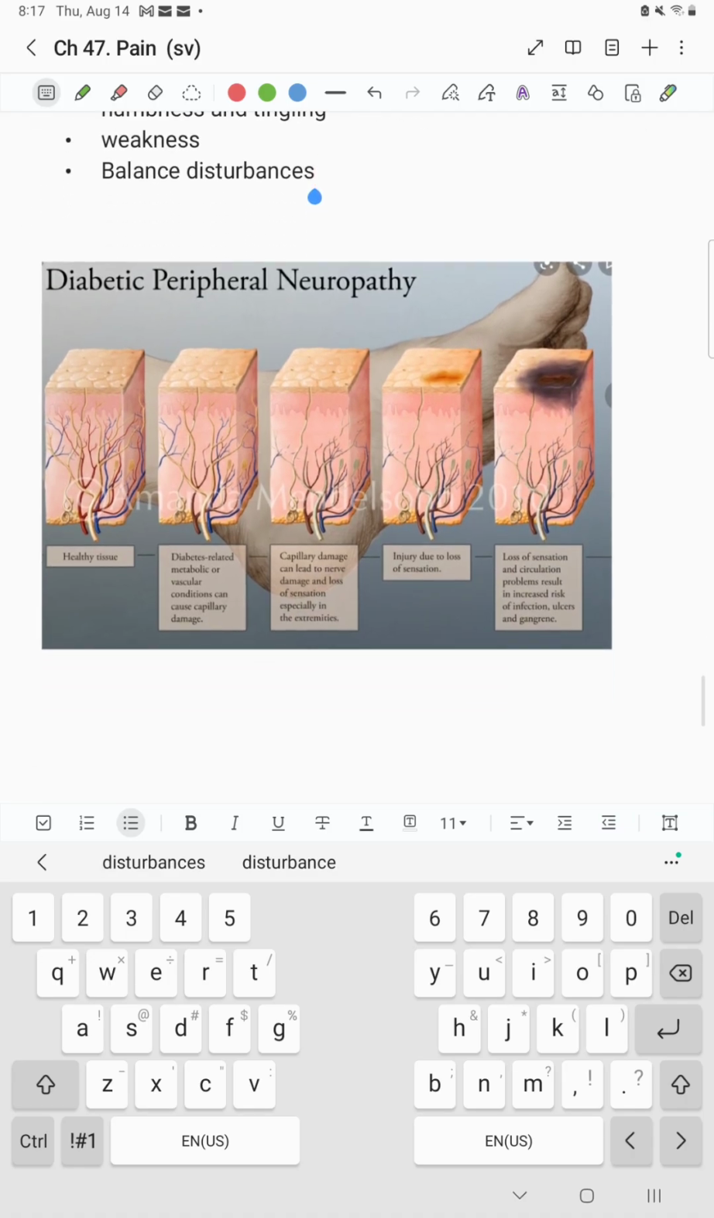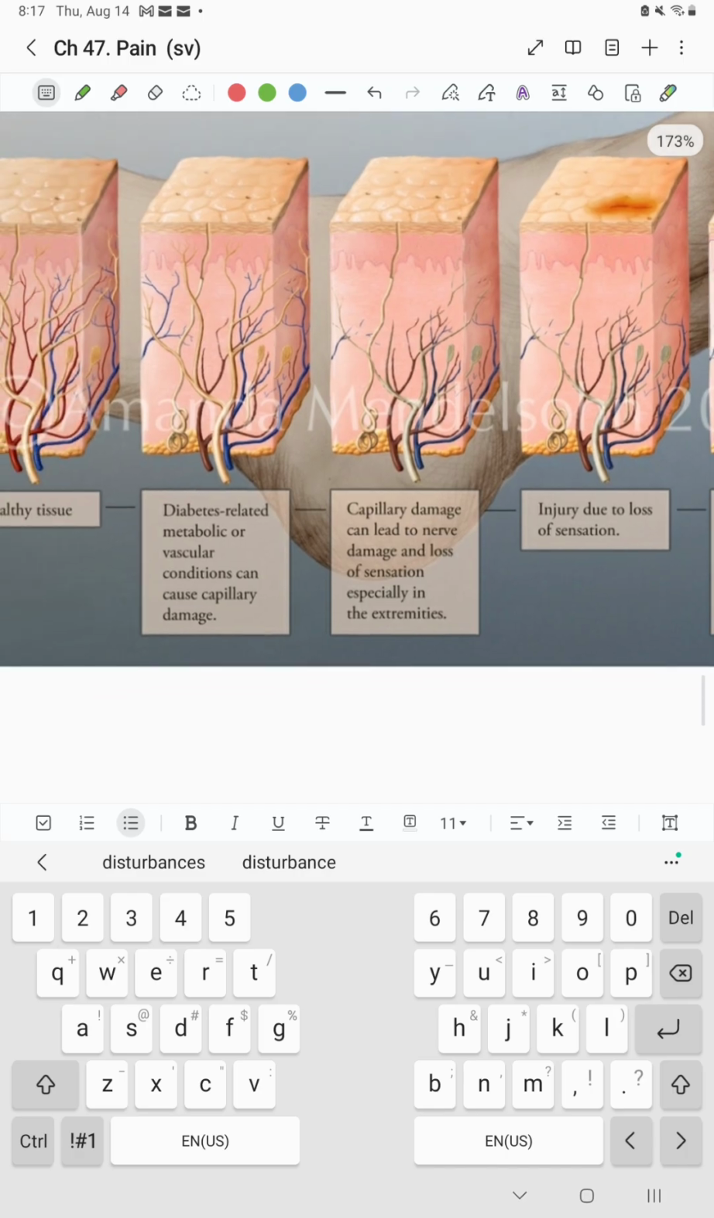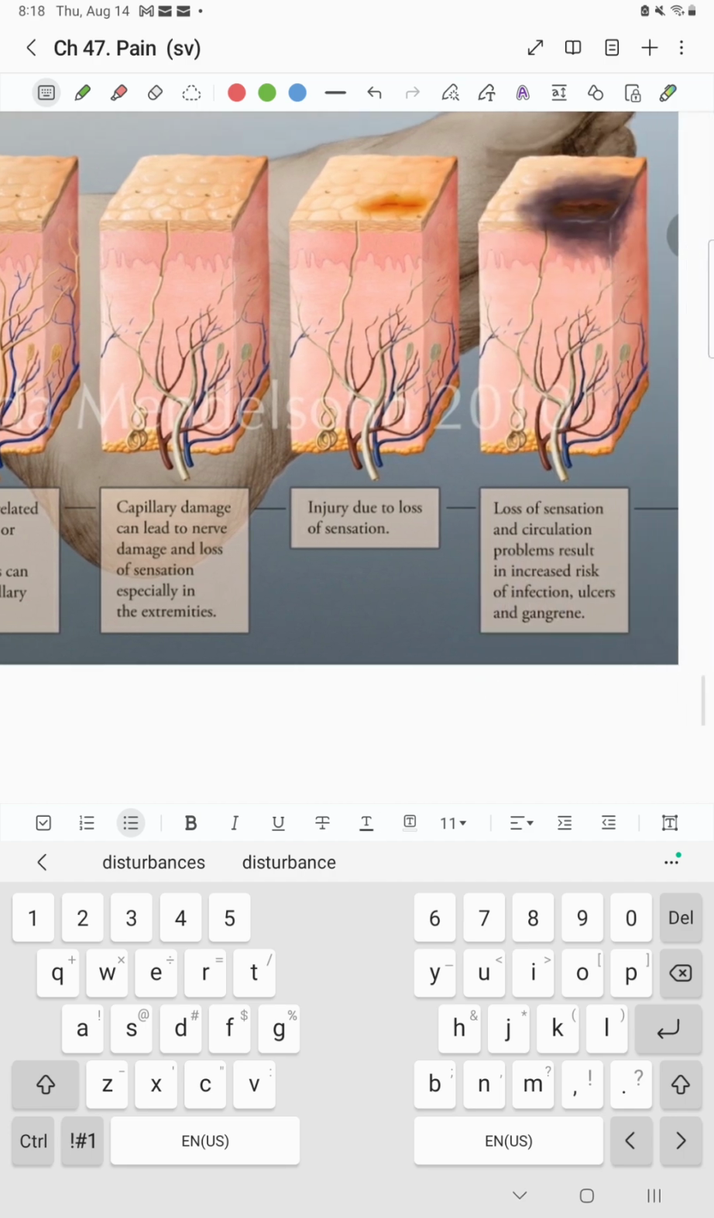Okay, what happens over time in diabetic peripheral neuropathy is, keep in mind, when you decrease circulation, when you decrease blood to tissue, tissue will slowly die over time. And that's essentially what happens. The microcirculation, such as the capillaries, starts to die off. And because capillaries innervate the nerves, the nerves start to die. And at that point, you're going to lose sensation.